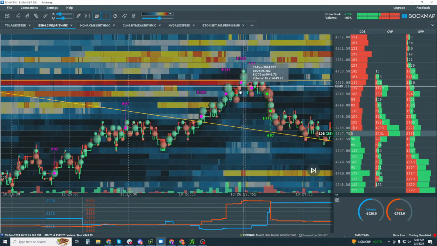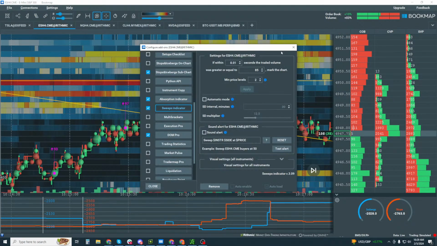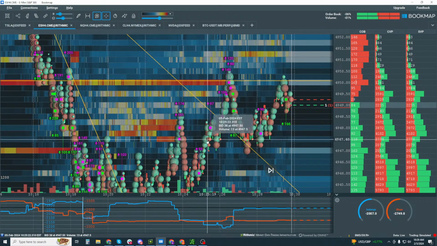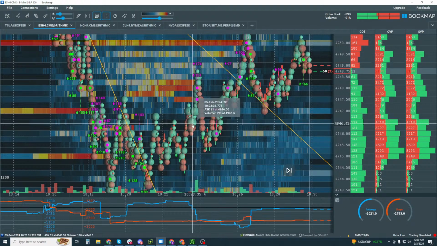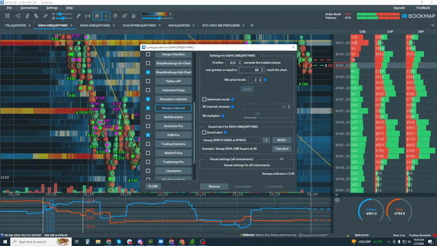So it would sweep through that liquidity, is what we're looking for. And see how we don't get a reading here for it, because it doesn't fit the picture. So let's zoom out a little bit more, and we'll see it. I guess it's too high of a setting. Let's bring it down. Let's look at 50.